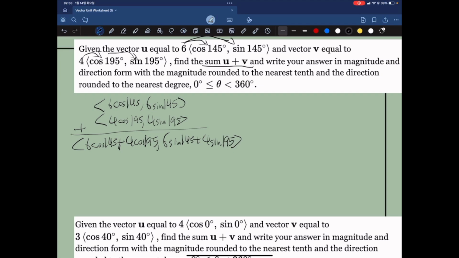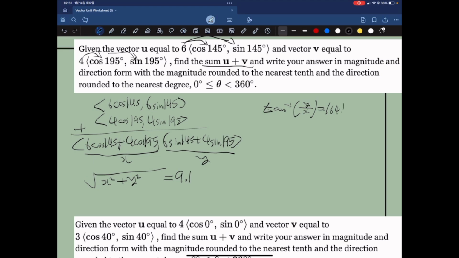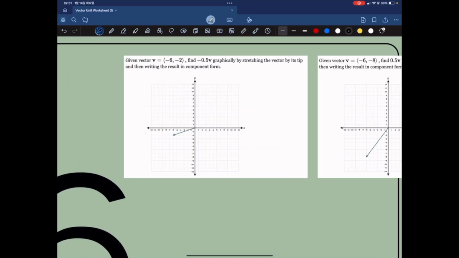Now to find the magnitude and direction of these, let's call this value x and this value y. Then we do root of x squared plus y squared, which is our magnitude. In this case, when I calculated, I got 9.1. You can try to cross-check your answers later. And for the direction angle, as we said, we can do tangent inverse of y over x, which I got in this question 154.7 degrees. That is our answer.